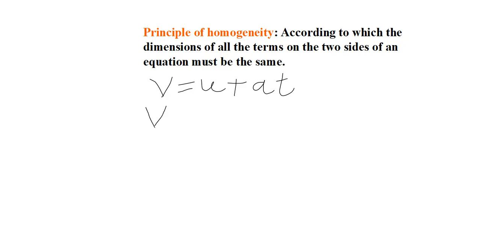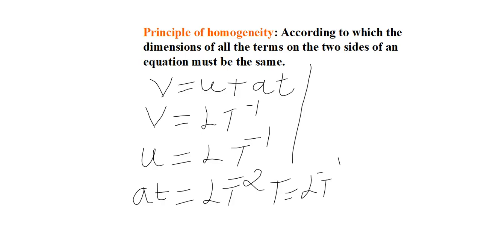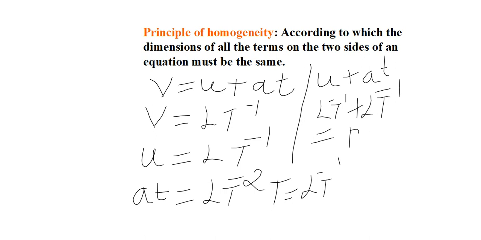Dimensions of V: V means final velocity, U means initial velocity. Dimension formula of velocity is LT inverse. Dimension formula of initial velocity is also LT power minus 1. Dimension formula of AT: A is acceleration, LT power minus 2, and T is time, so AT is LT inverse. Here U plus AT is equal to LT inverse plus LT inverse. So LHS is equal to RHS.